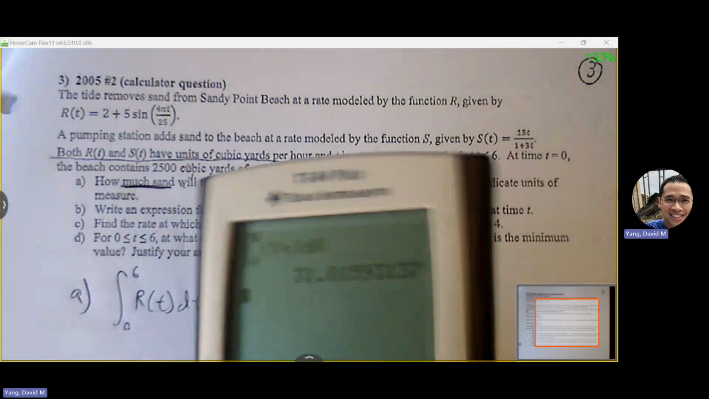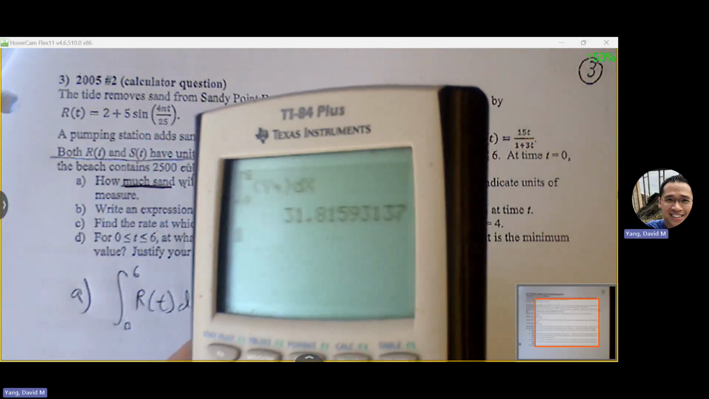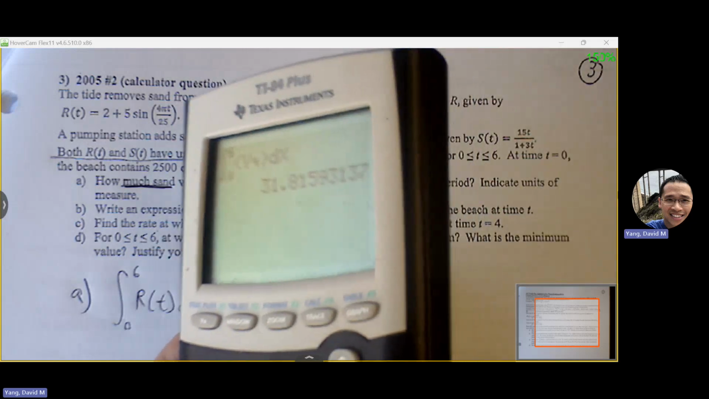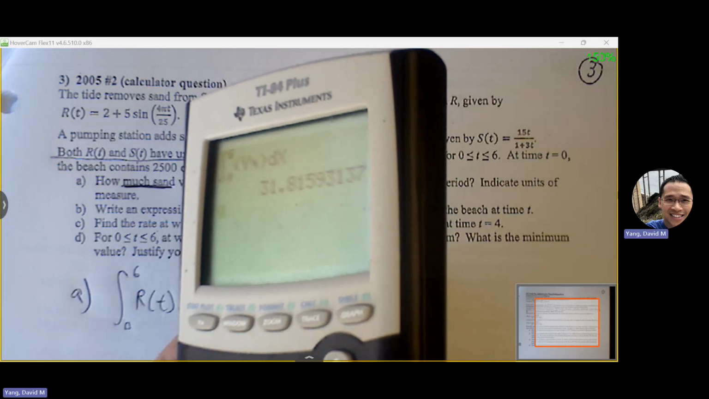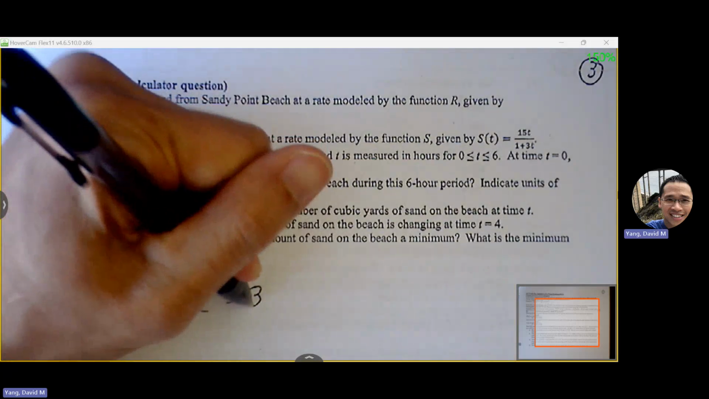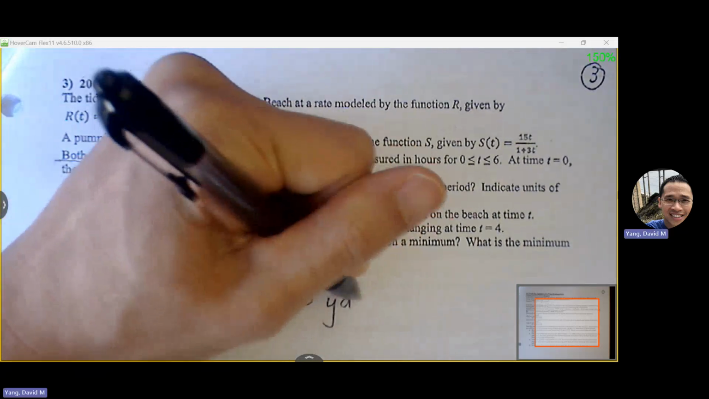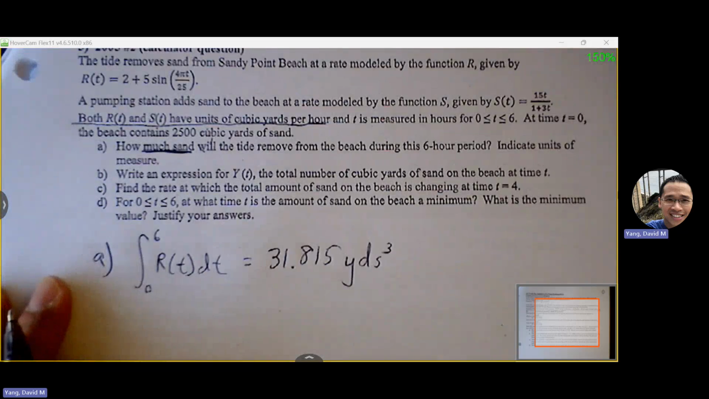Okay, we're accumulating that rate over the 6-hour period. And now our cubic yards per hour has now moved up to cubic yards. So this tells us if we follow this model, the rate at which tide is being removed, we're going to get accumulation of 31.815 cubic yards of sand being removed by the tide over the 6-hour period.